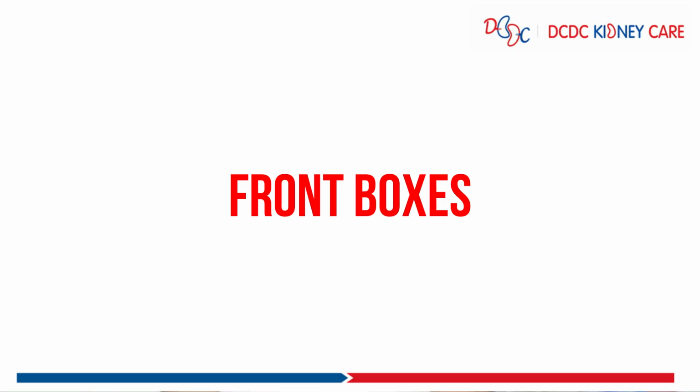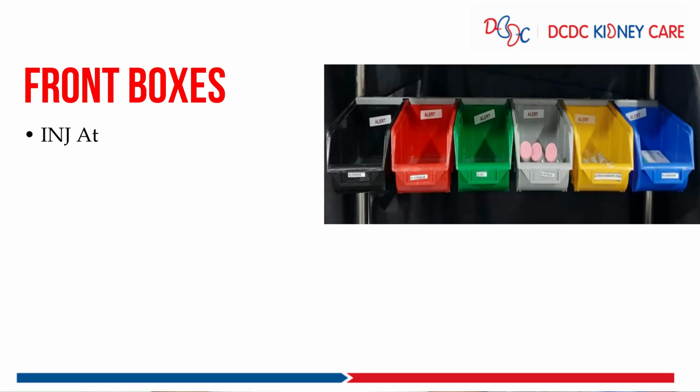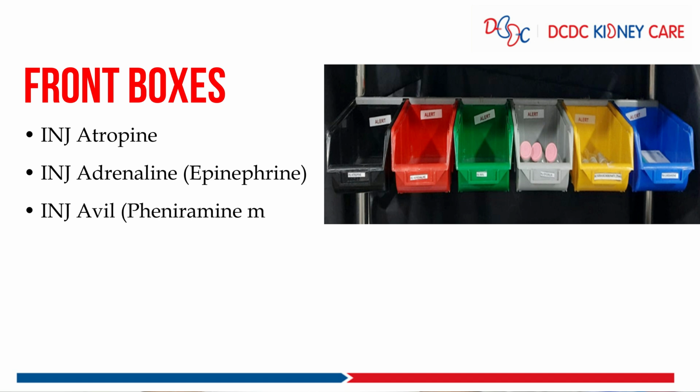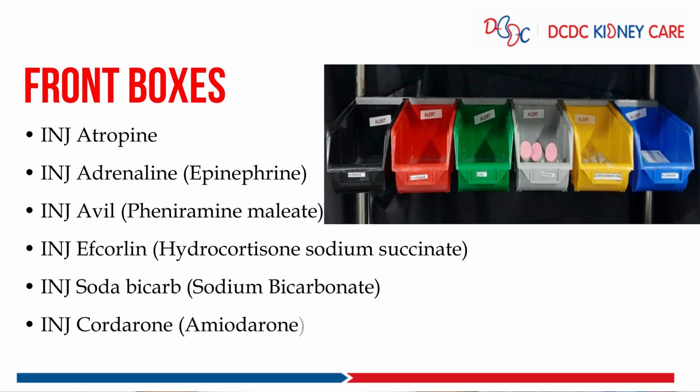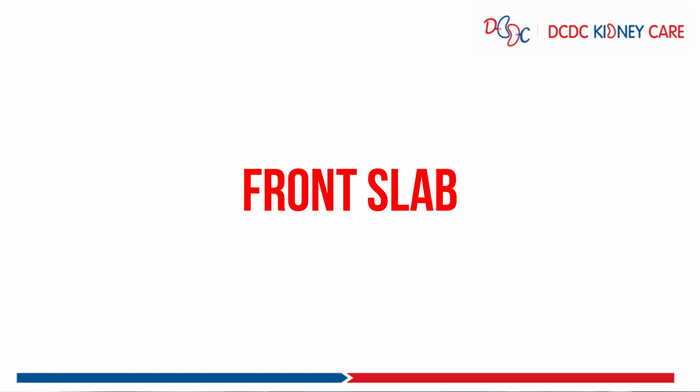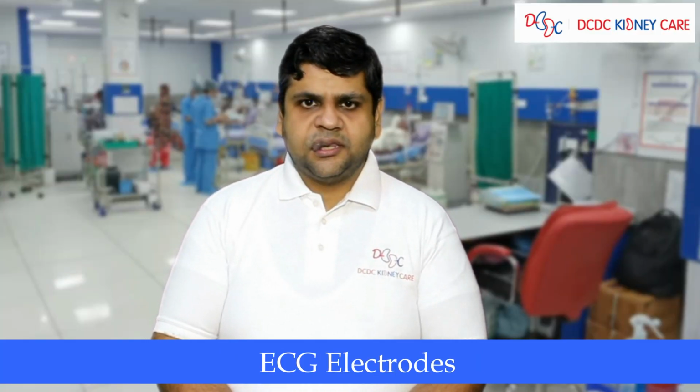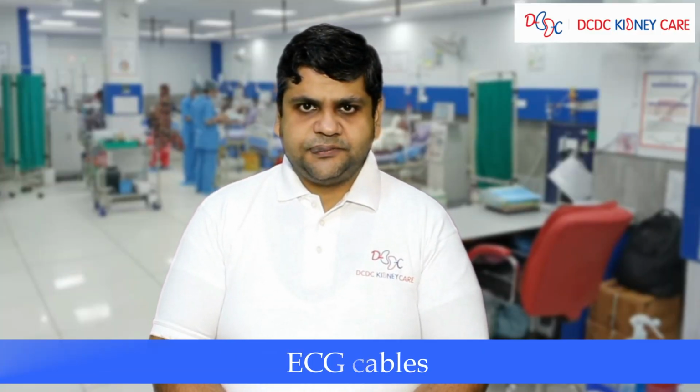circuit. Front boxes. We have 6 front boxes in this: injection atropine, injection adrenaline, injection avil, injection efcorlin, injection soda bicarb, and injection codron. Front slab. In the front slab we have defib, ECG jelly, ECG electrodes, and ECG cables.